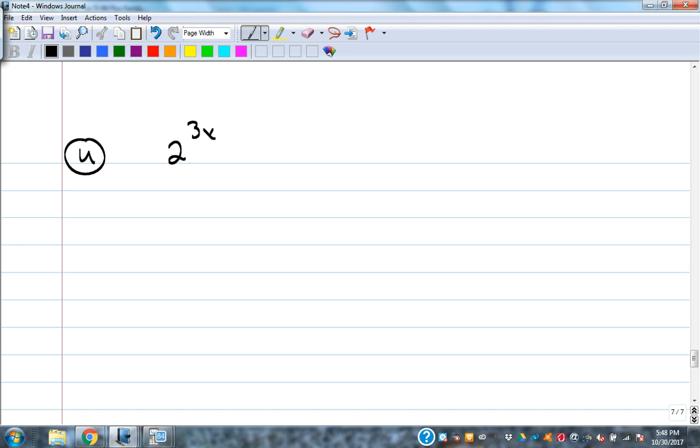2 to the 3x plus 1 is equal to 15. Well, we should have made that a 16. It would have been easy. They made it a 15. So what do I do? What log base can I use to get rid of that 2? What log base is going to get rid of a 2 as a base?